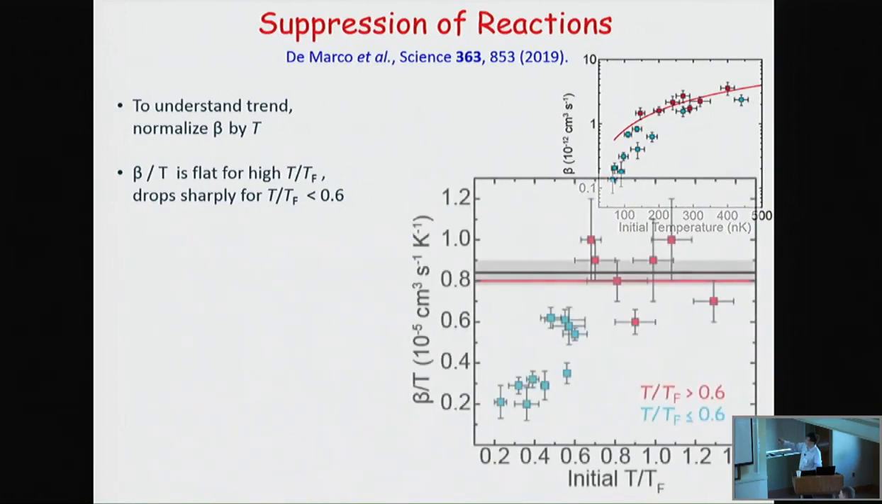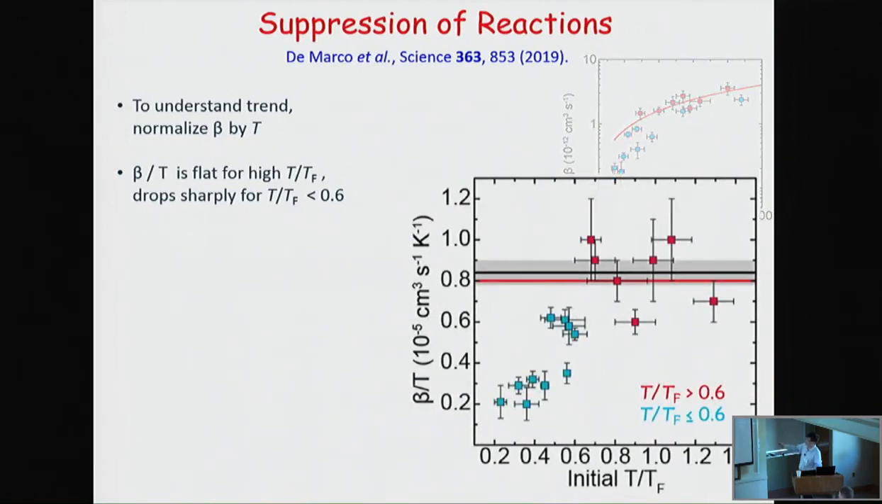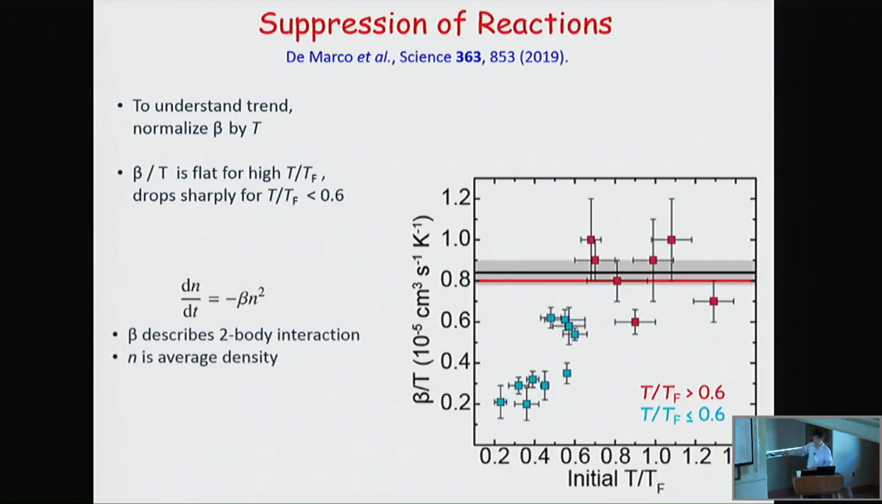And we can actually normalize this as a function of temperature. Instead of plotting beta as a function of T, you can divide beta by T. And then this looks exactly like the 0.6 where Fermi degeneracy sets in. You have beta over T essentially equal to a constant, as predicted by classical MQDT theory. Below T over TF of 0.6, this starts to be suppressed. And the data was analyzed simply as dN/dt equals minus beta n squared. It's the rate coefficient describing the loss from the two-body process. n is the average density that we measured in this Fermi gas.